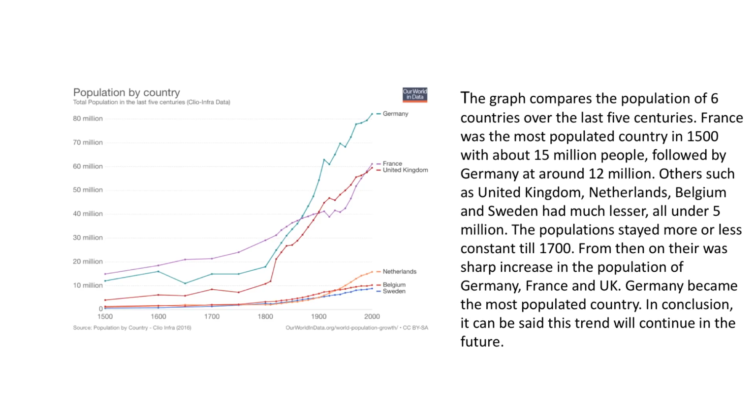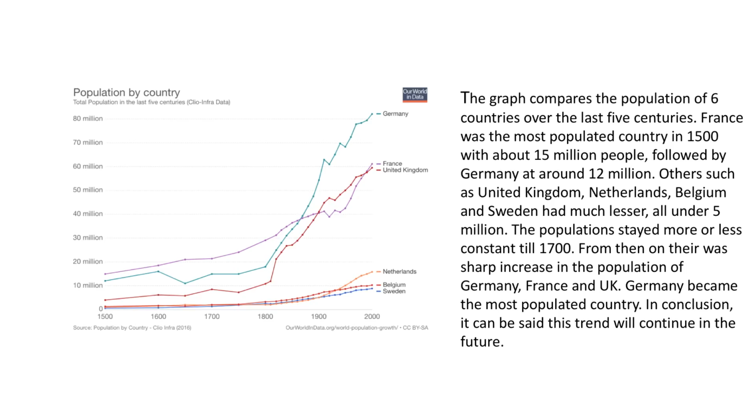France was the most populated country in 1500 with about 15 million people, followed by Germany at around 12 million. So again, we just made a guess for Germany that yeah, maybe it's 12 million. It's fine because I said around 12 million, which tells that I'm making an approximation.